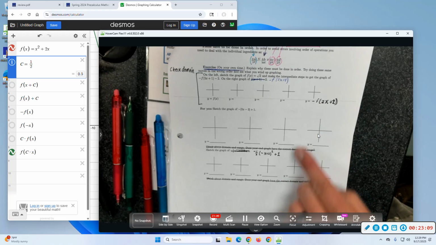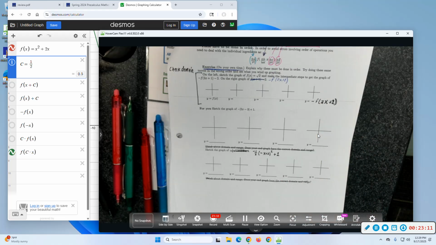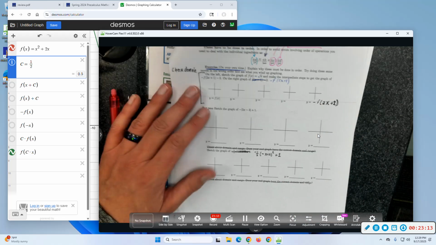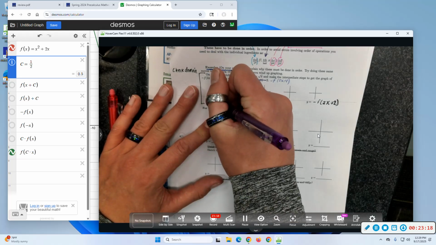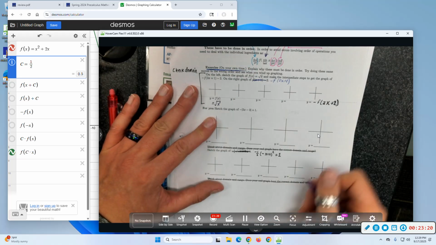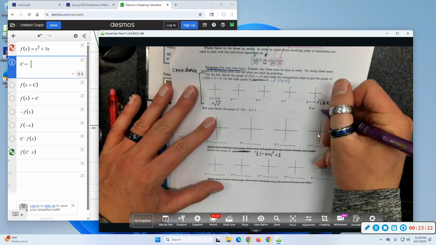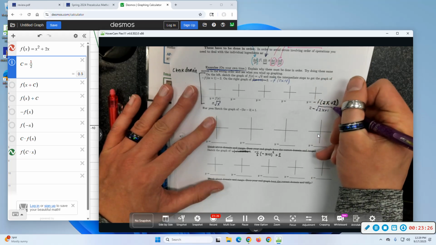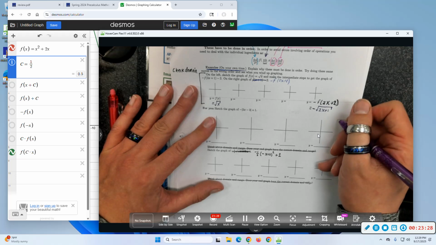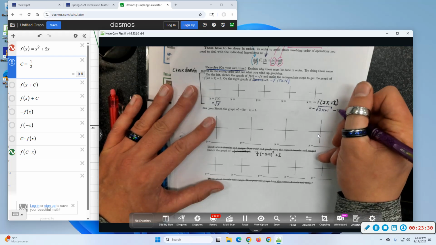Here are 3 examples of things to go through. The first one is a lot like what we just did. We will start with the graph of the square root function, and we will end with the graph of negative the square root of 2x plus 1, and then I want a minus 2.